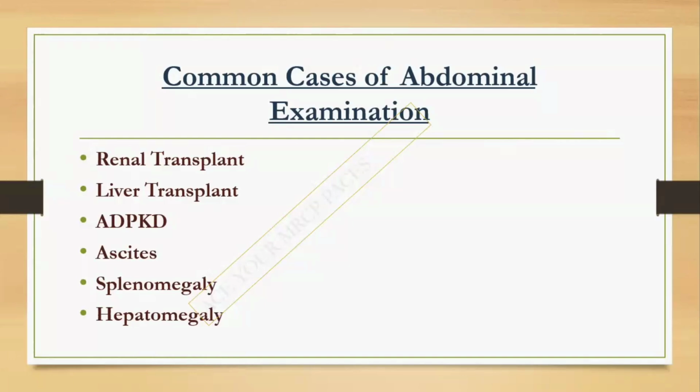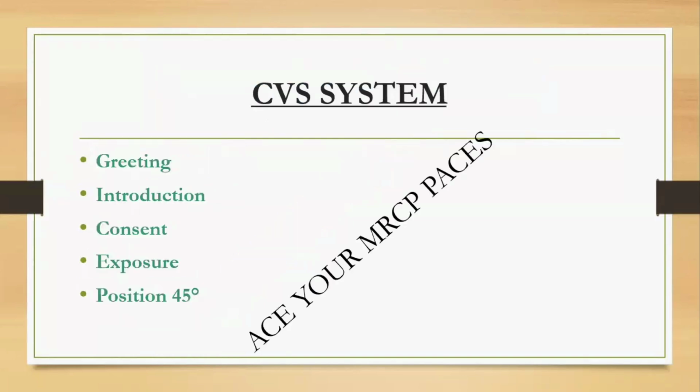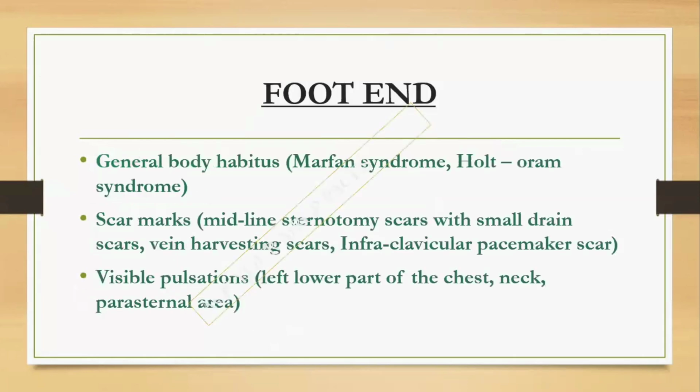So these were the things I wanted to tell you about the abdominal examination, and then moving towards our cardiovascular system examination. Again, the starting scheme is the same for each and every system. Here the position of the patient is the same as in chest examination, that is 45 degrees. The patient should lie at 45 degrees. Then come towards the foot end of the bed and look for anything in the general body habitus. Whether this patient has any syndromic look, a case of Marfan syndrome or even Holt-Oram syndrome. Although this is quite rare, there are still patients present.